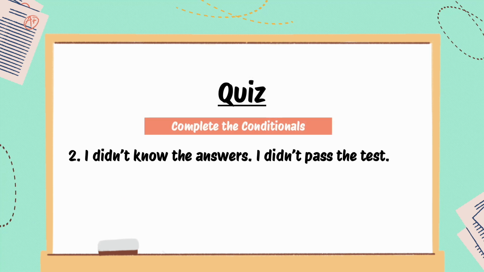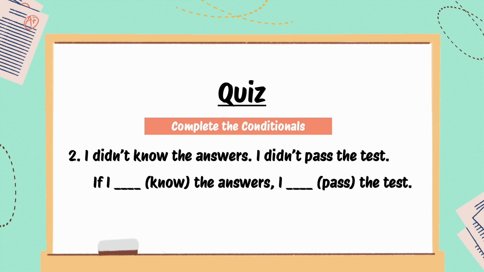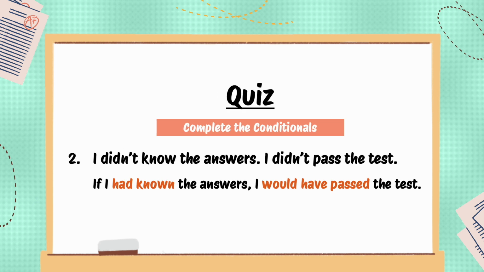Now try number 2. I didn't know the answers. I didn't pass the test. The answer is, if I had known the answers, I would have passed the test. This is a third conditional sentence. Both clauses refer to something imaginary in the past.